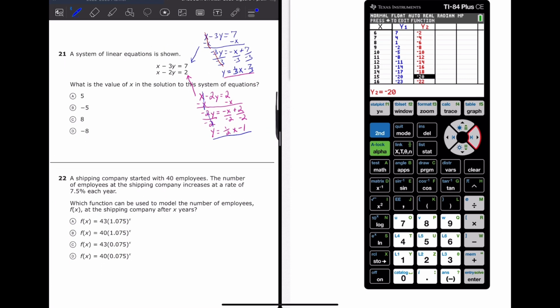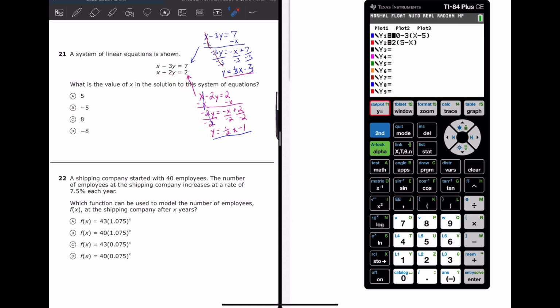On this one here, we're gonna have to remember how to solve for y. Put it in y equals mx plus b. Enter one of them into y1, the second one in y2. Don't forget to use parentheses when you have fractions.